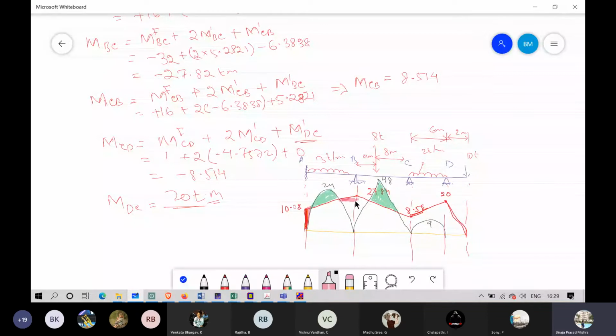This one is again negative bending moment, followed by this entire section, which will be the negative bending moment. Okay, so like this will be the bending moment diagram. This is A, this is B, this is C, this is D, and this portion is E.